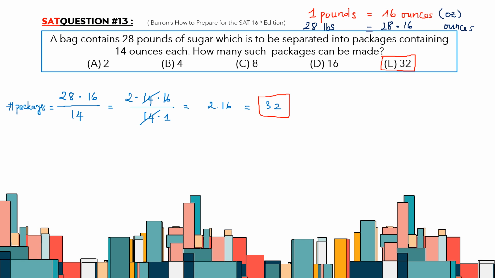The logic in this question is we have to convert the pound unit into only one unit, the same unit. The second thing is we avoid working with big numbers by breaking those numbers into smaller numbers and then cancel those to make it easy and fast to calculate.